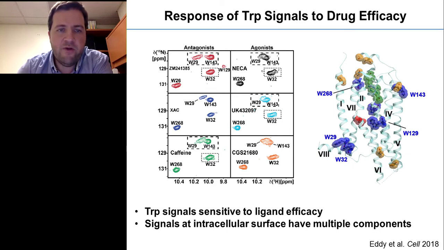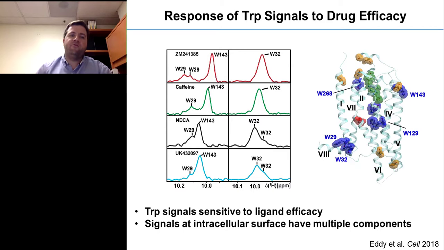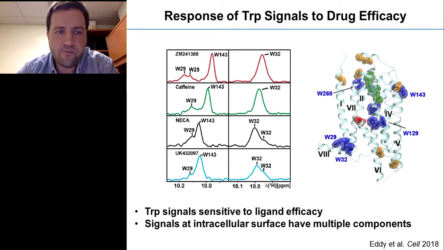If you just compare, for example, at the top of this panel of 6, the data with the antagonist and agonist complexes, we see changes in the peak shapes as well as their positions or chemical shifts, indicating responses to changes in drug efficacy. We can better visualize some of those responses by looking at projections.